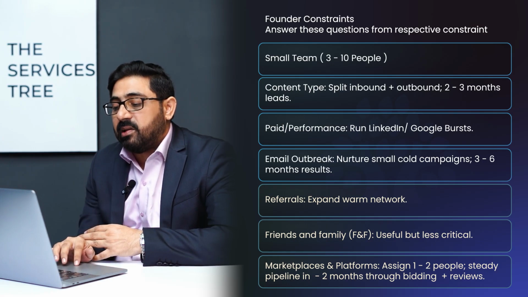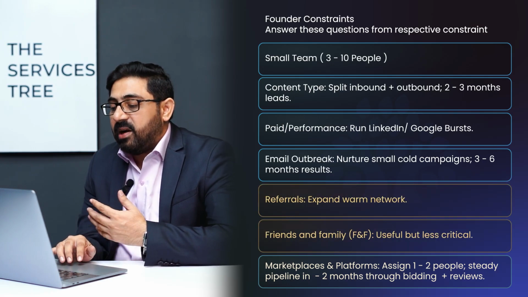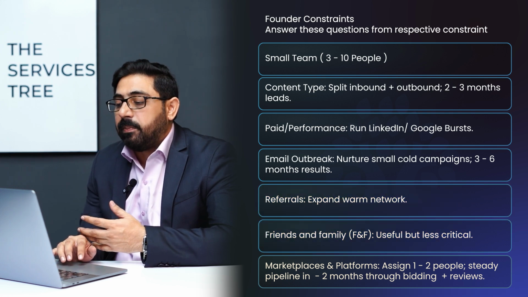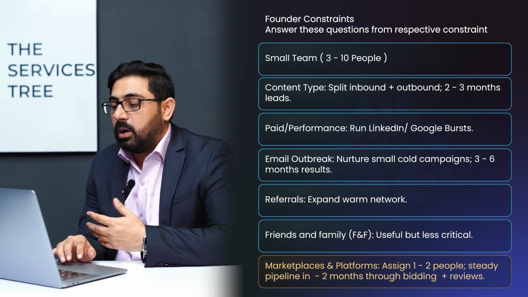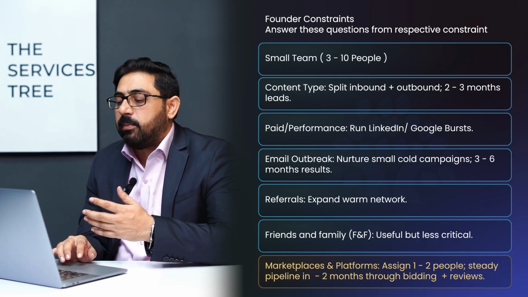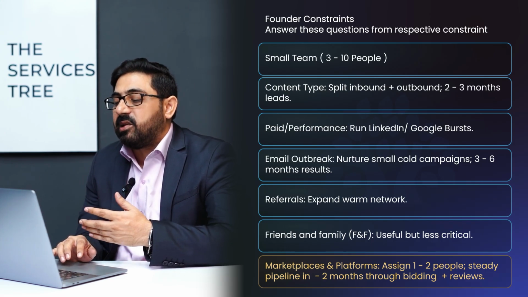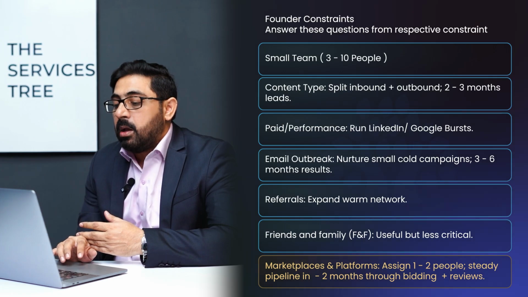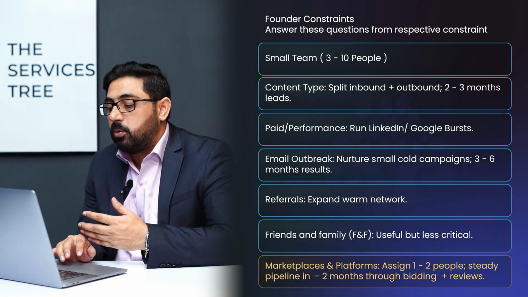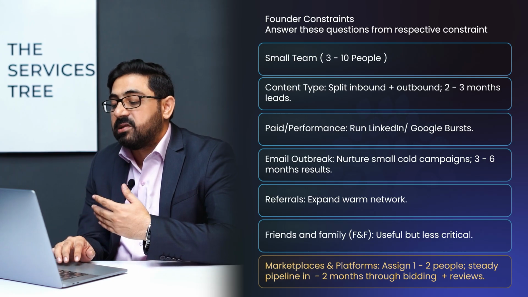Then come referrals, expand warm network, friends and family. It's useful, but less critical. And then marketplaces and platforms. It could be Upwork, it could be Fiverr, or it could be any other AWS-type platforms where you can place your products and services. So you can assign 1 to 2 people, steady pipeline in 1 to 2 months through bidding plus reviews. So this is all about your small team effort for certain types of strategies.